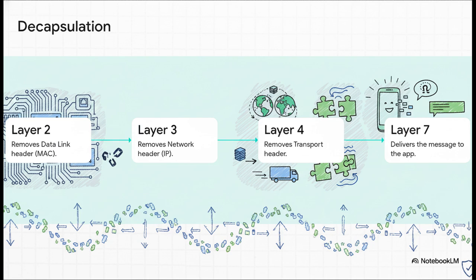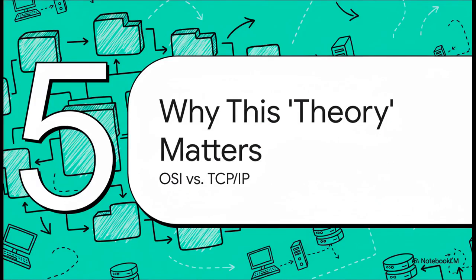So layer 2 reads the MAC address and strips it, layer 3 reads the IP address and strips it, layer 4 puts all the segments back together in order, and so on, until the original clean data is delivered right to the correct application.